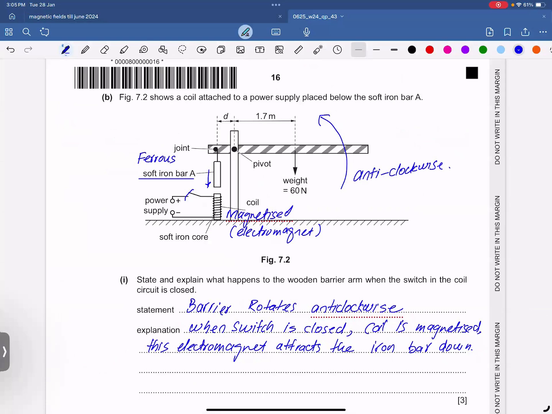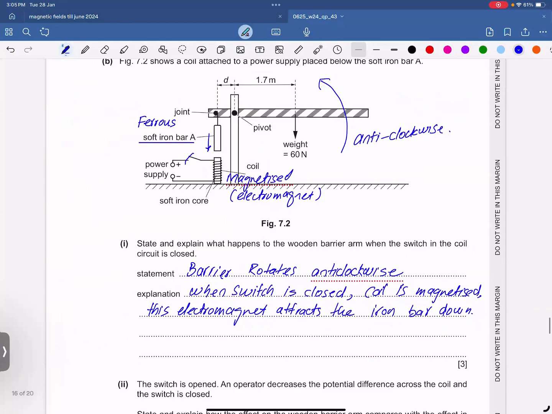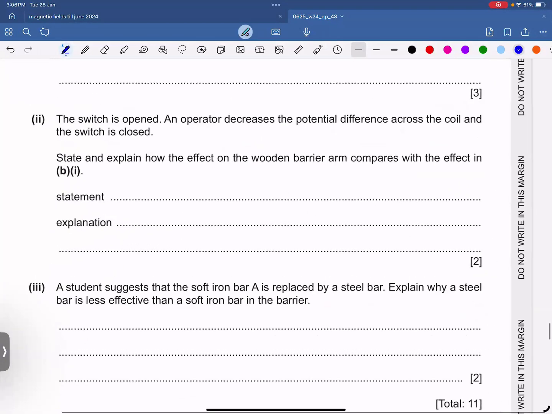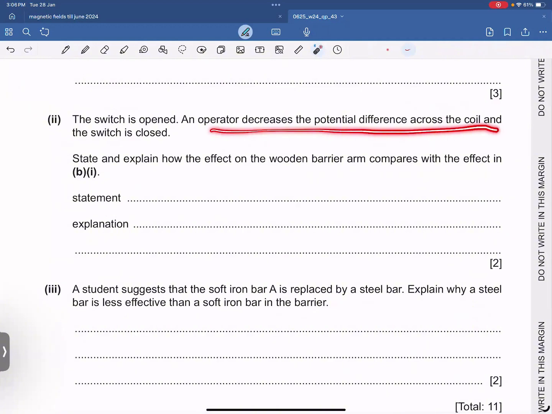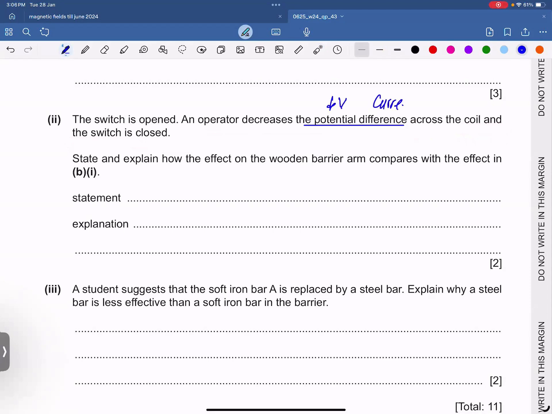I think it's part B, part 2 we will be solving right now. The switch is opened and the operator decreases the potential difference across the coil. So when you decrease the potential difference, certainly the current will also decrease. And when the current decreases, what happens? The magnetism will be weaker. When there is a weaker magnetism, there will be less force.